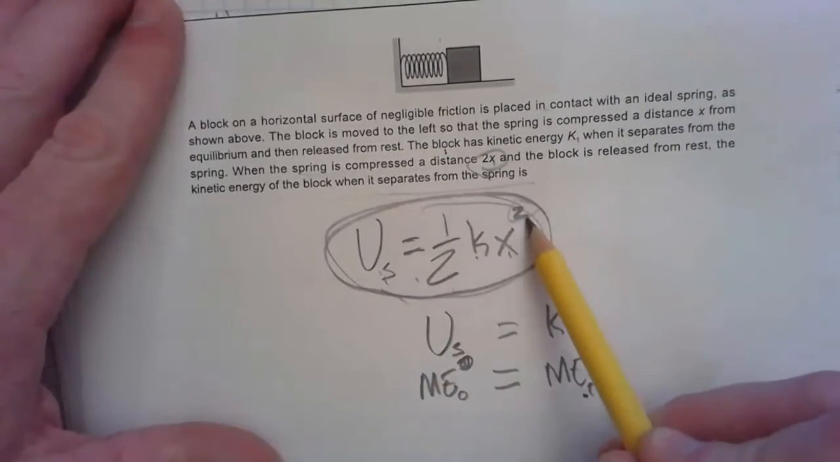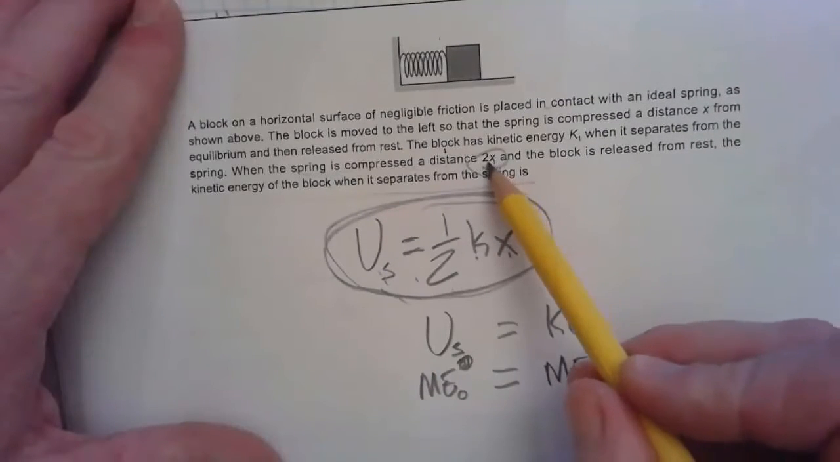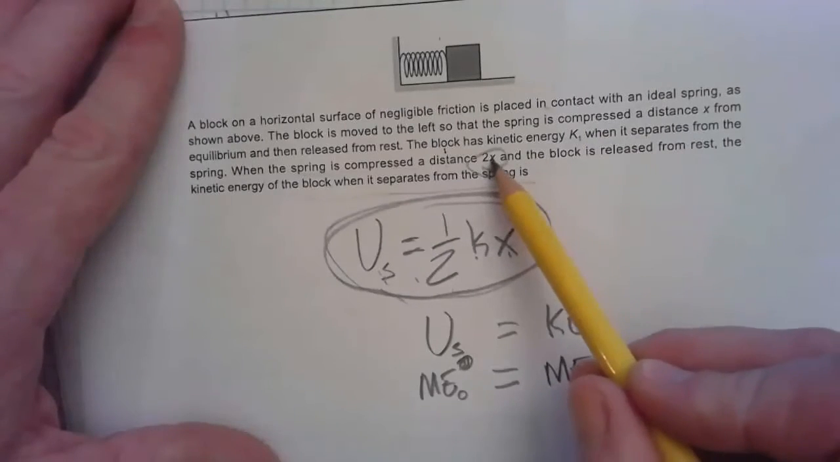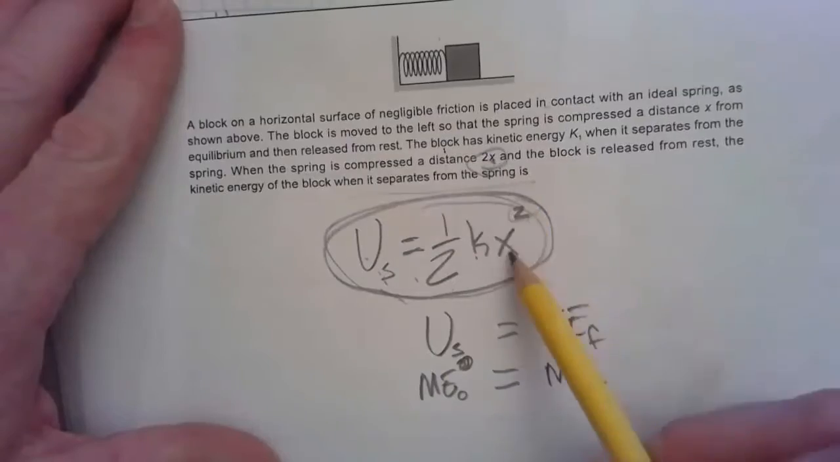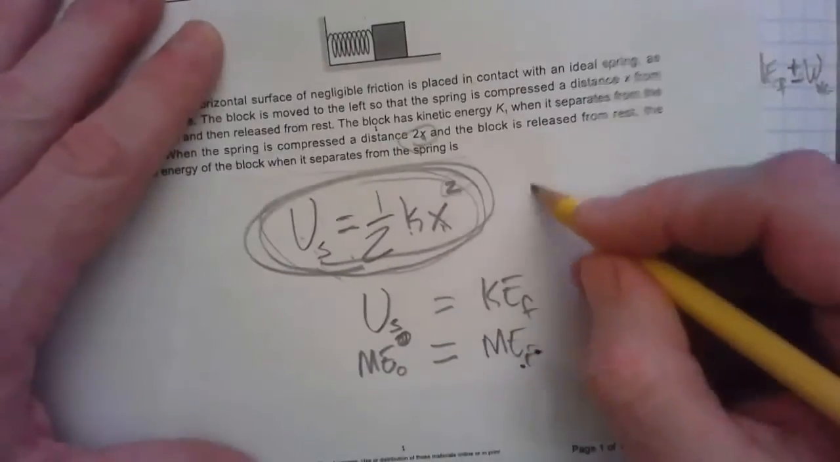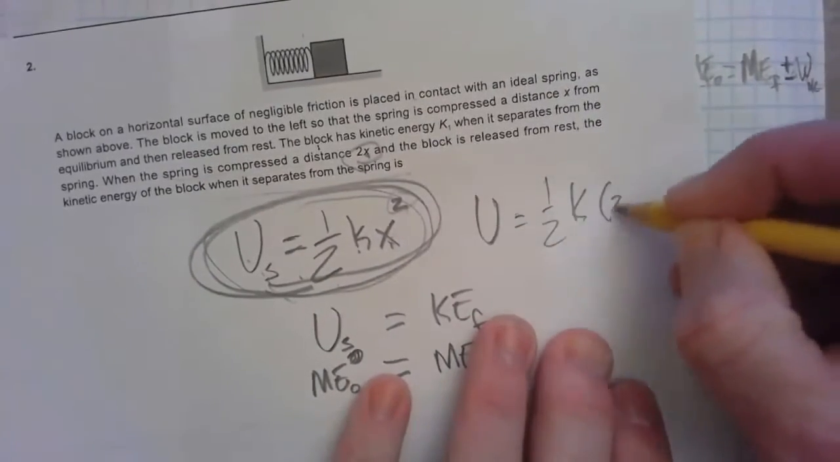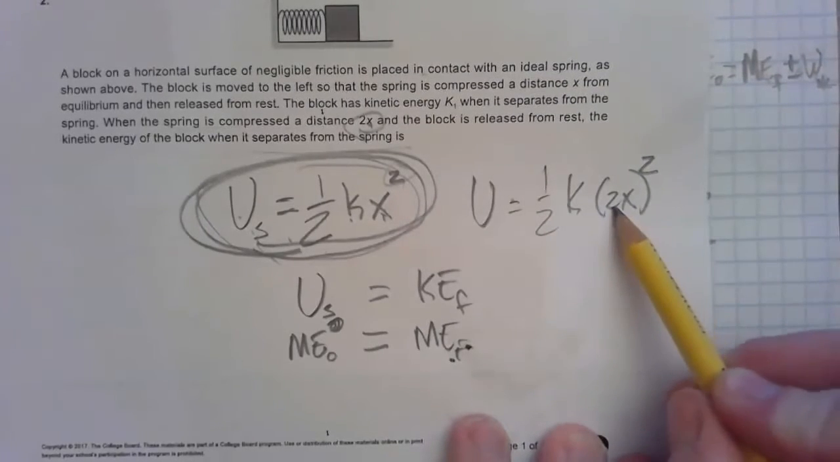That's a classic "right, squared, be careful" type of situation. I wish they would do something more than doubling it. Like, what if they tripled it or whatever? But anyway, if you double it, you don't double the energy. That 2x gets squared. So if this is the first case, the other case would be 1/2, same k, 2x squared. And when you square that, you get 4.